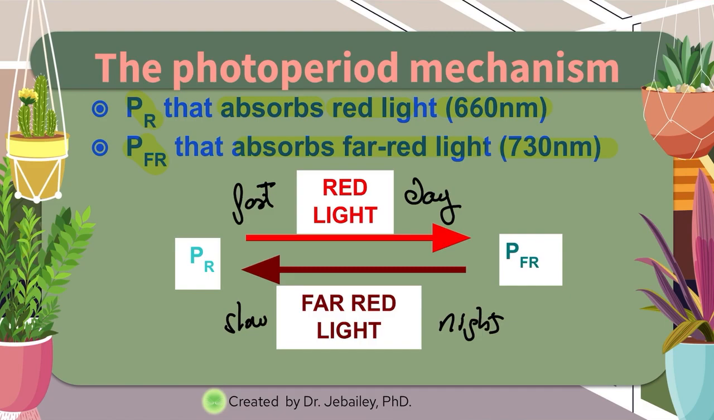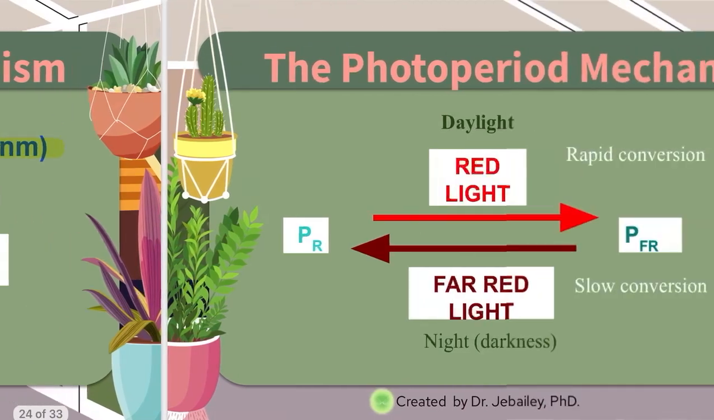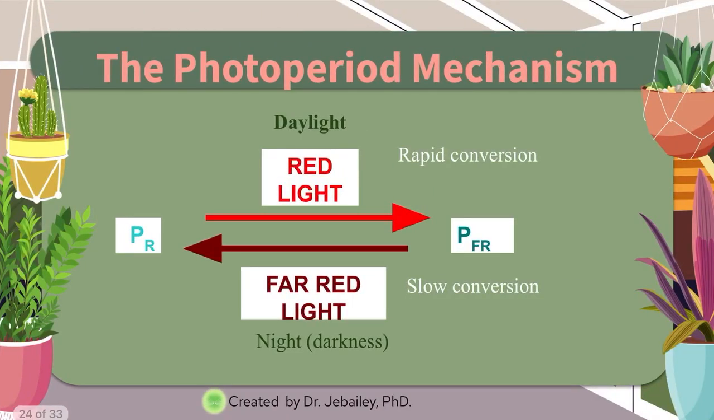you have a long day, you're going to produce a lot of PFR, agree? And if you have a short day, you're most likely to have more PR in there. So let's see how it works here. So like I said, here we had during the daylight, rapid conversion, PR, which is inactive here. I'm repeating this again to help you. And this again is active.